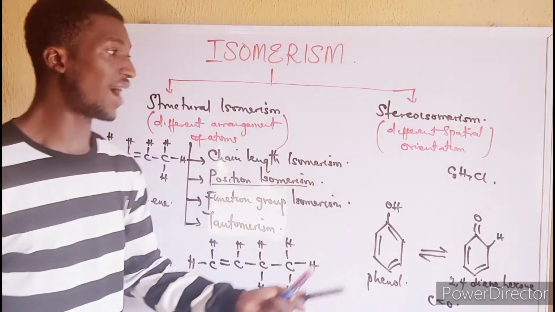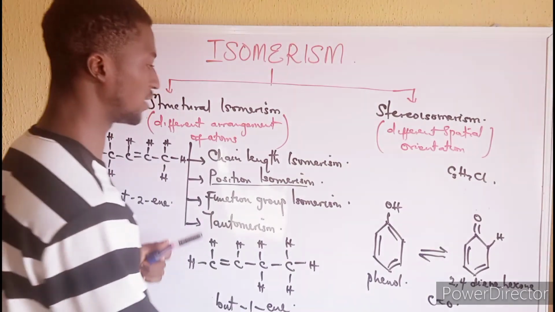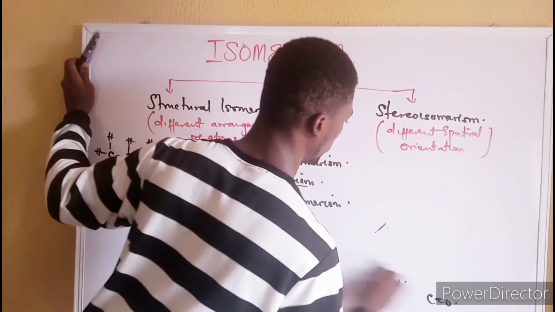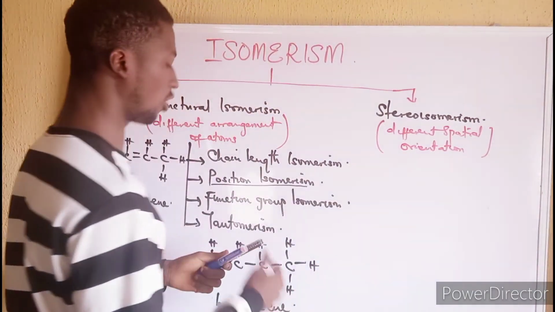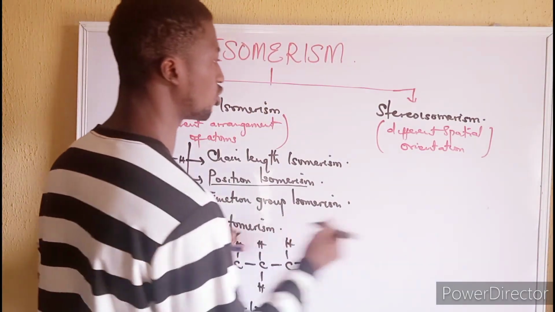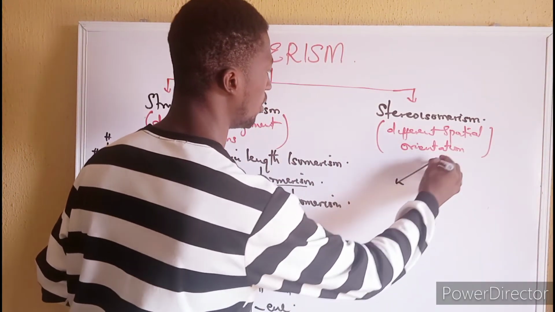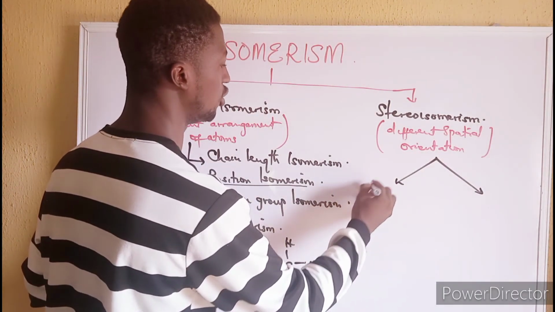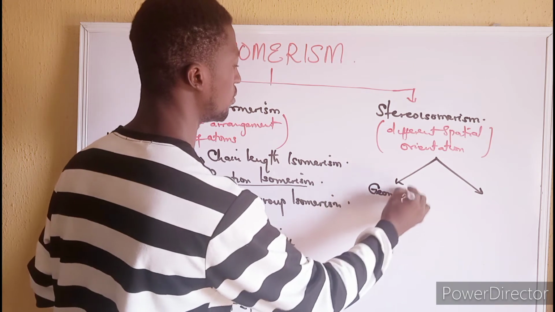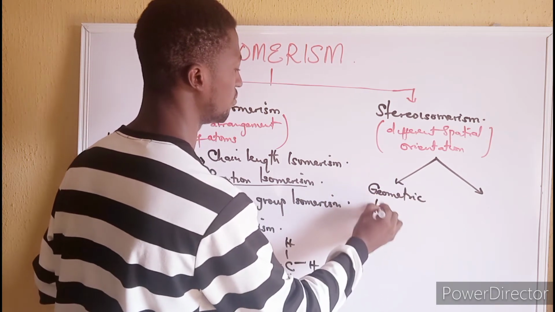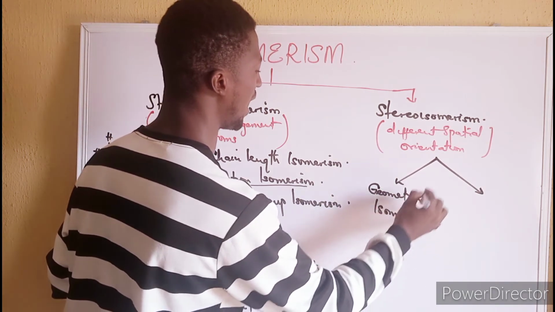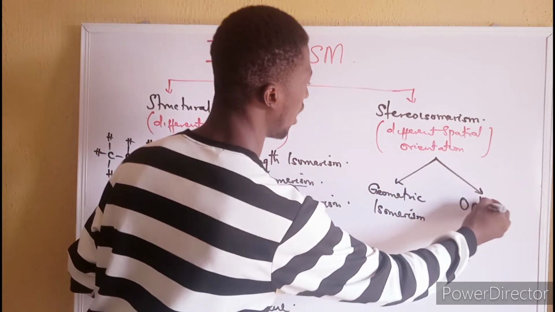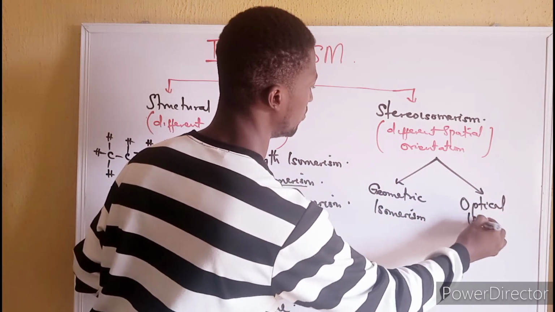Let's now move to what we refer to as stereoisomerism. Let's look at everything which you need to know about stereoisomerism. Now, the concept of stereoisomerism is also divided into 2 major categories. The first one is referred to as geometric isomerism, and we also have what is referred to as optical isomerism.